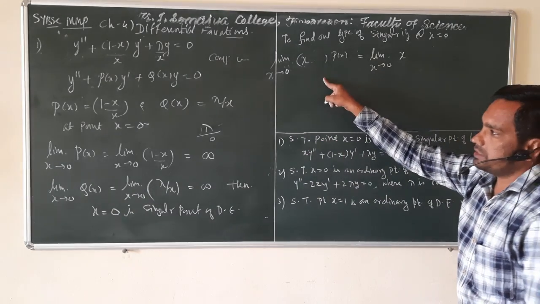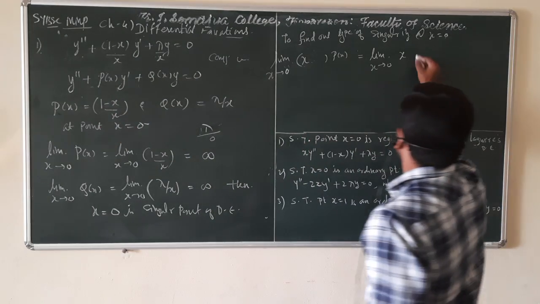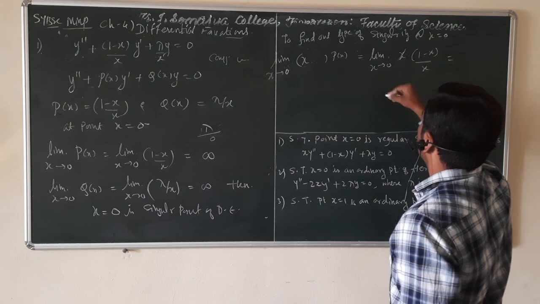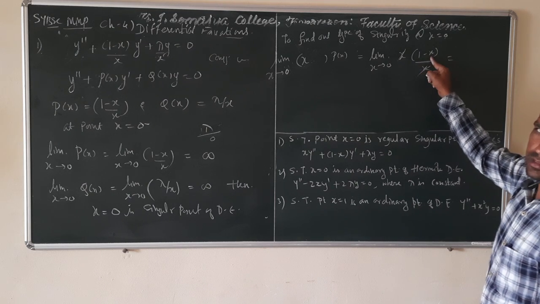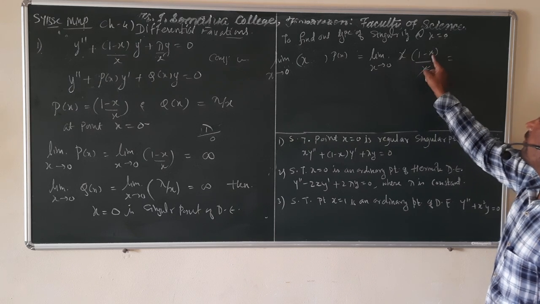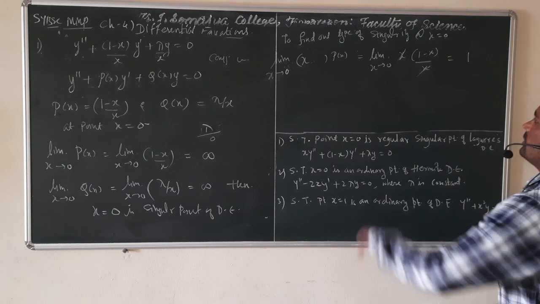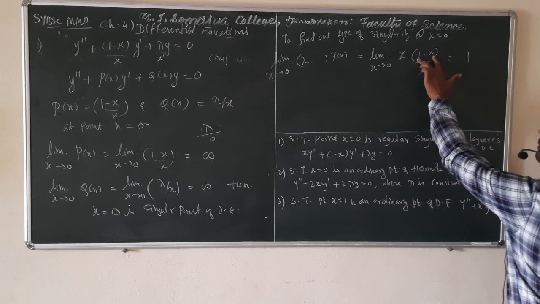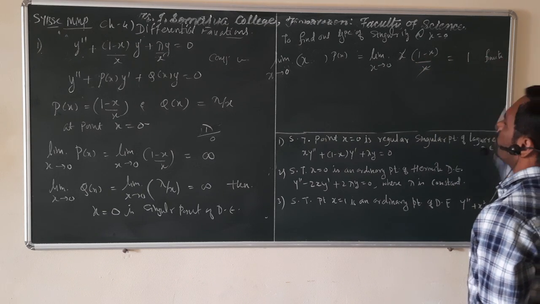So p of x is nothing but (1 minus x) upon x. Now this x will cancel with this x and we get 1 minus x. If you take limit as x tends to 0, we have to put the value x is equal to 0. So that is 1 minus 0, which is 1, and this is finite.